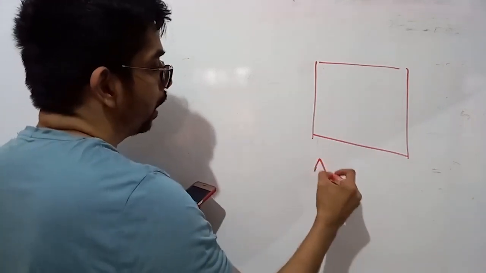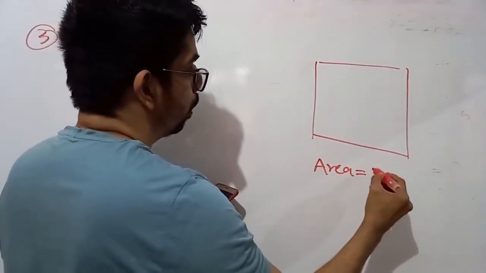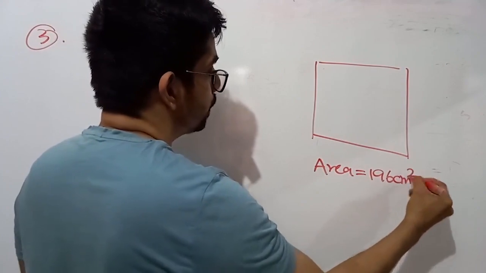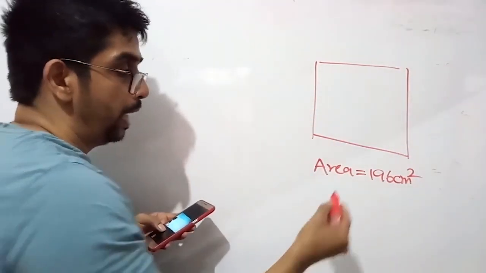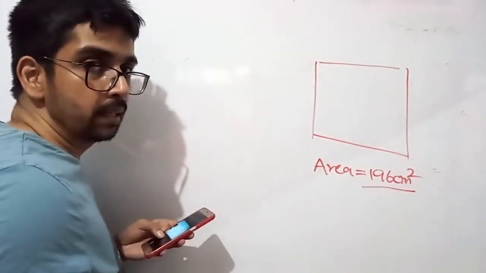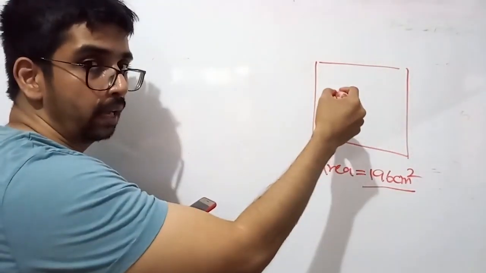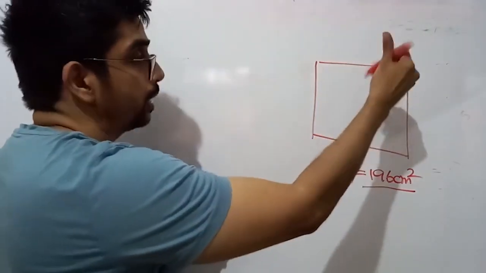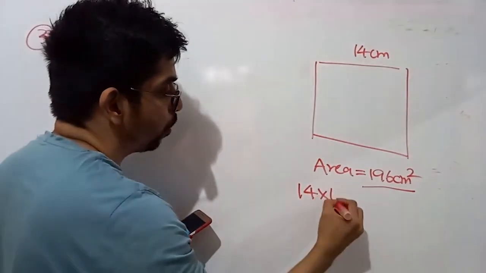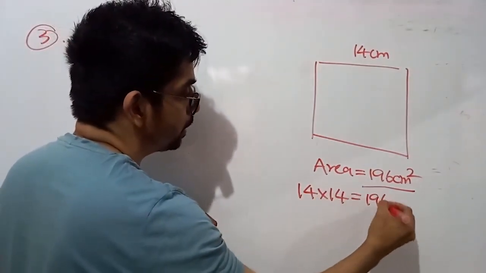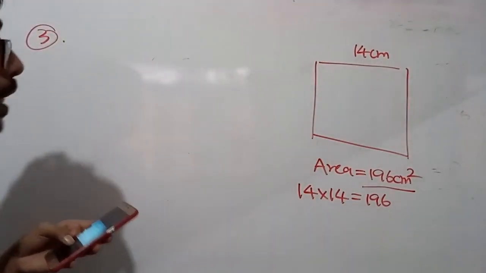The area is what? 196 square centimeters. So this is a square lamina, no? Area is what? 196. So this is square. Then what is the length of one side? 14 centimeters. 14 times 14, that is 196. What is the radius of the circular lamina?